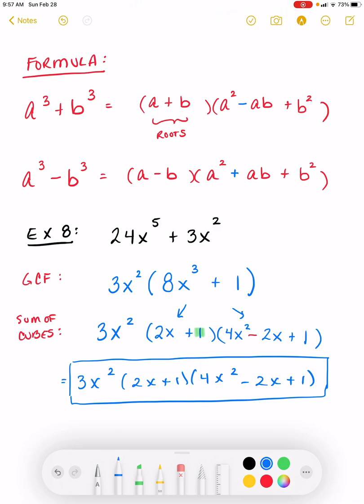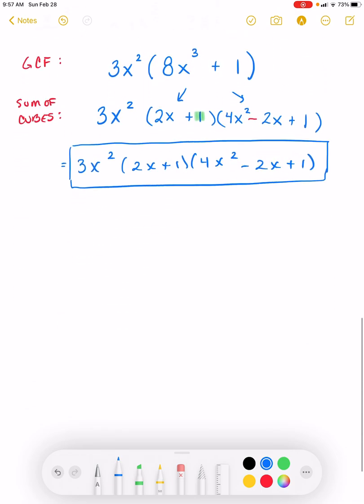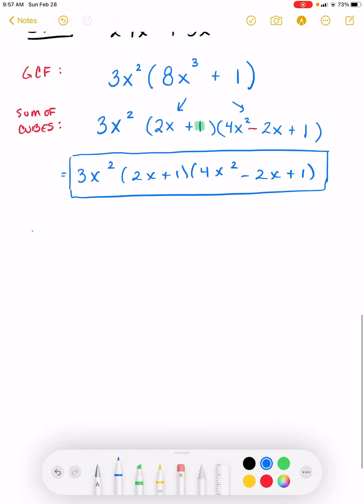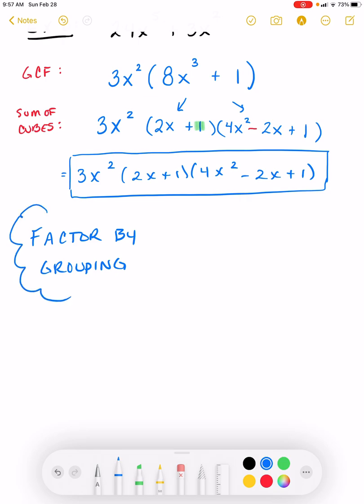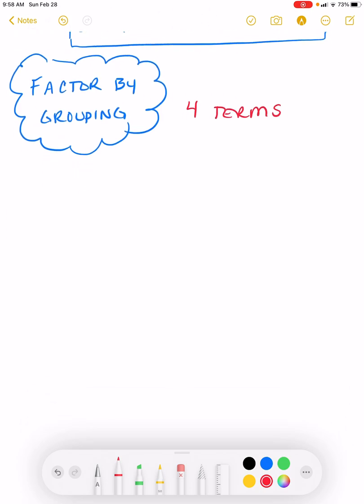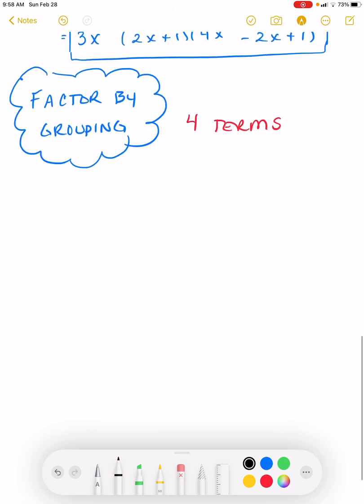All right, let's go over our last type of factoring, and this is what's called factor by grouping. Okay, factor by grouping. And this is what we're going to look to use when we have 4 terms. I'm not saying that it works for every polynomial that has 4 terms, but if it does have 4 terms, we're going to look for it. So where are we at here? Let's go ahead and pick up with example 9.